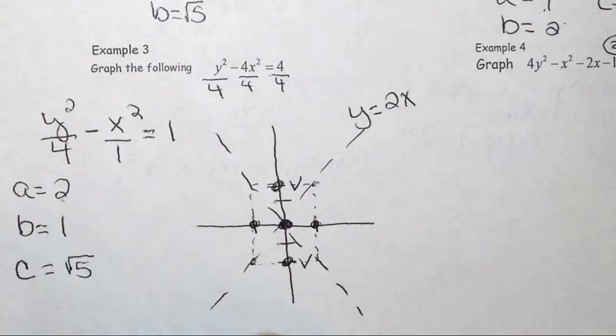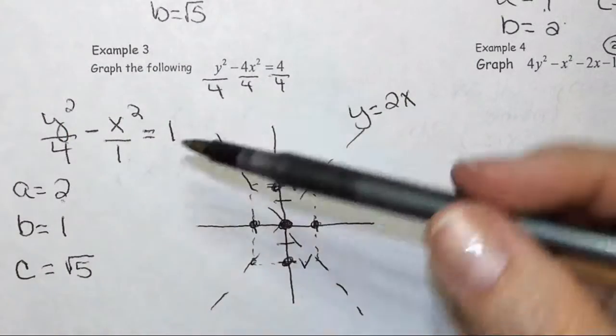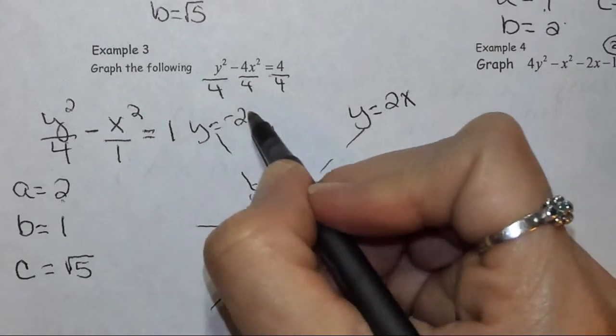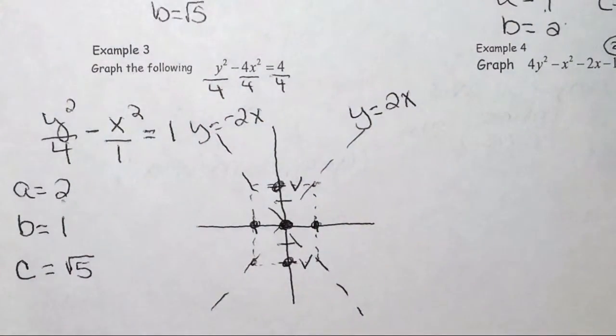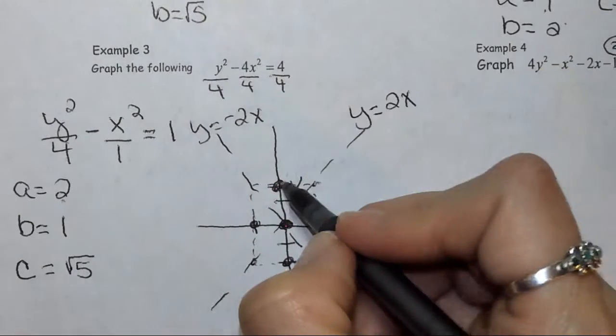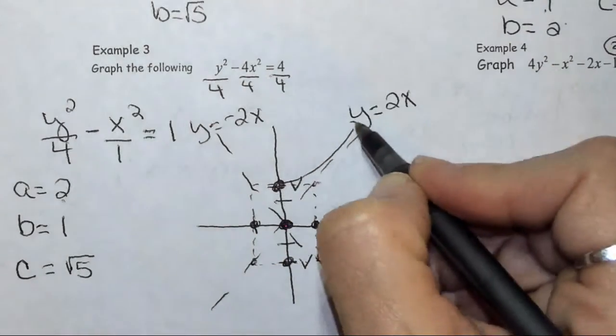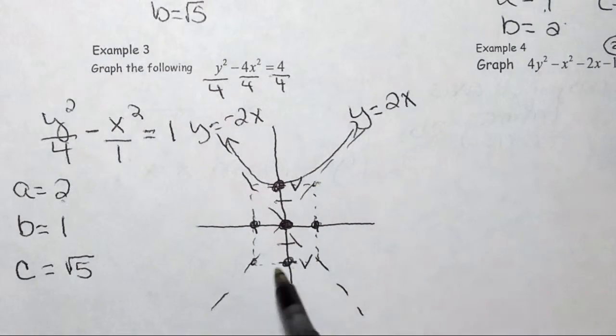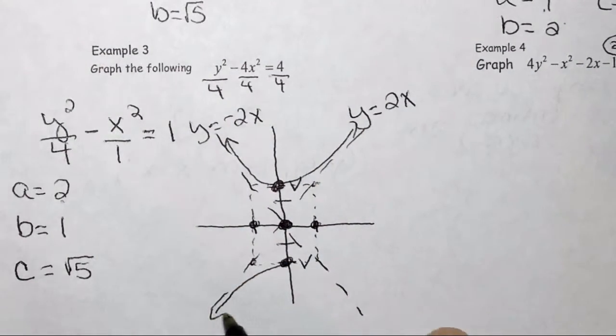So what's this other one equal to? This line. Negative 2. Yeah, y equals negative 2x. Okay, so I did the equations of both of those. Let's go draw our curves. Put your pencil on a vertex. I'm going to pick the top one. I need to be as wide as the asymptote to the left and the right. Same thing on the bottom.